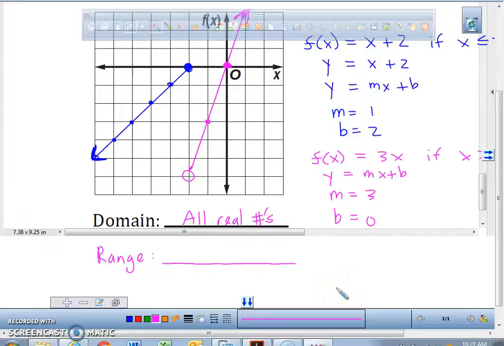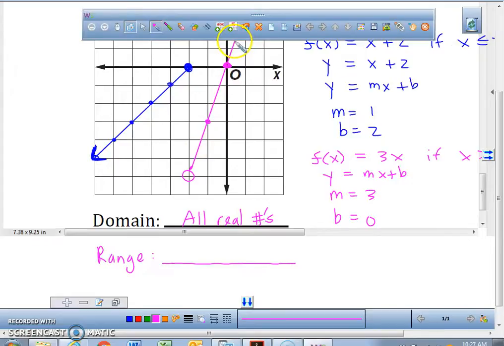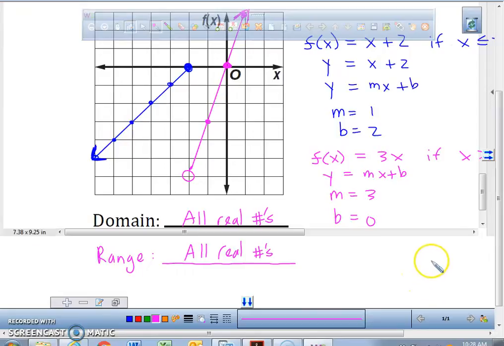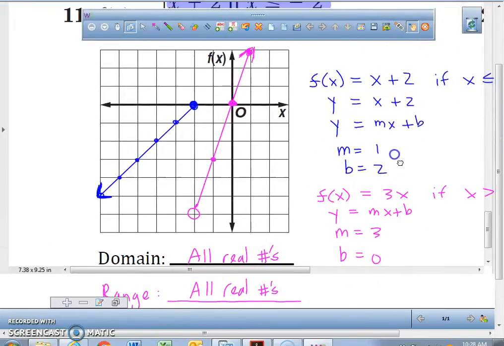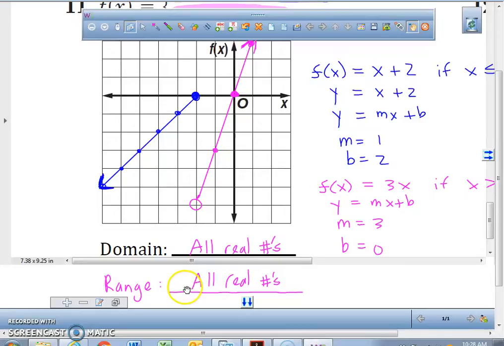Now the range. Whenever you have a line going down and a line going up and they cross over each other, you know that all real numbers are being plotted for the y values too. So you see how this is going down to negative infinity and then going up to positive infinity. If they cross over, then we know all real numbers. So the domain is all real numbers. The range is all real numbers.